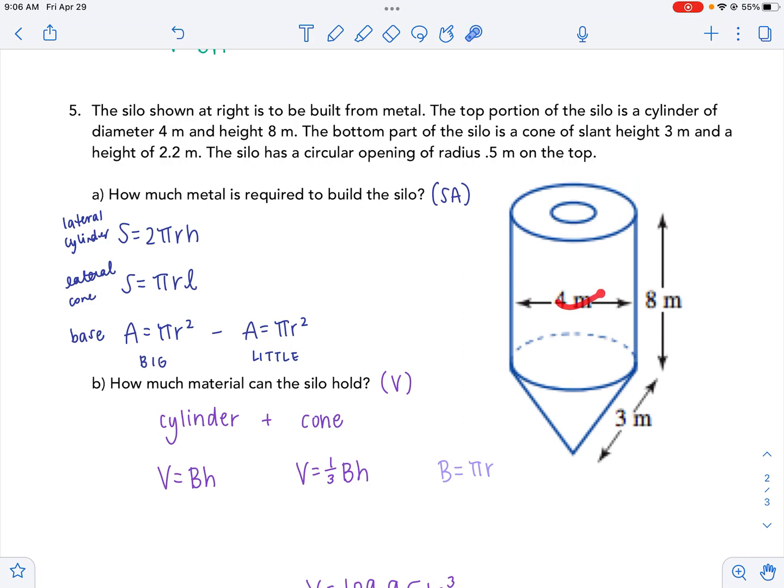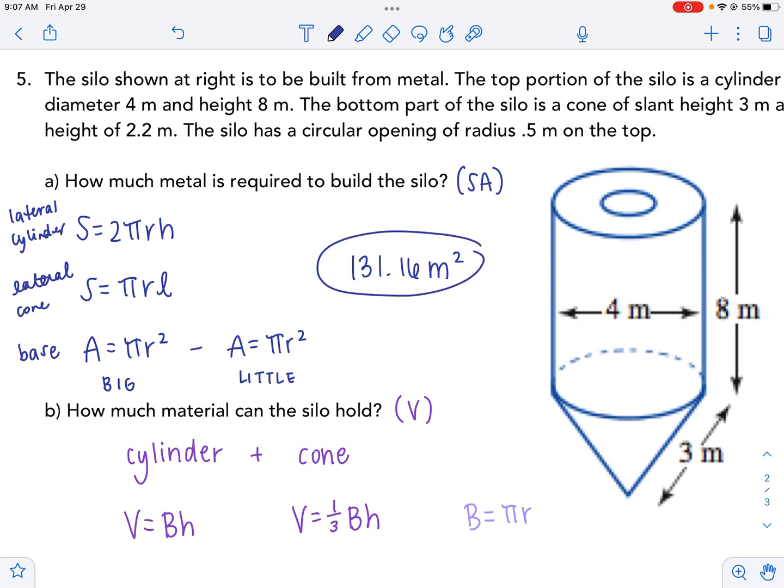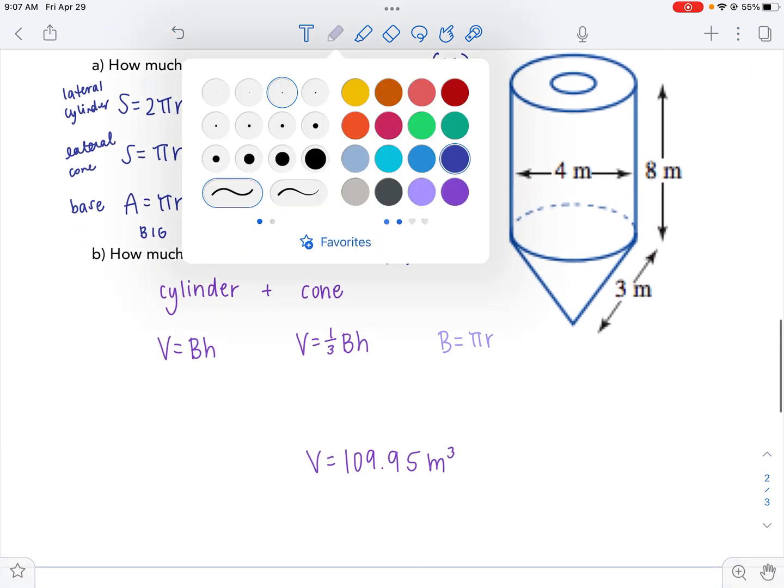So I would need to find like the wraparound of the cylinder, the wraparound of the cone, and then I would need to figure out the whole circle on top and then subtract out the little circle. And if you do all of that, if you want to do that for extra practice, not in terms of pi, which means type pi into the calculator, you get 131.16 meters squared.